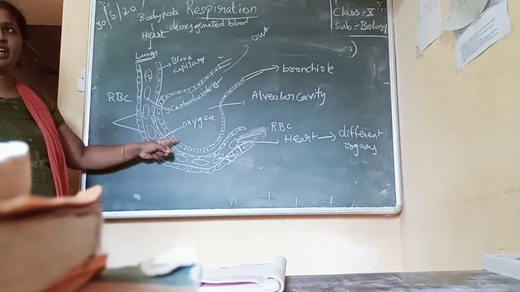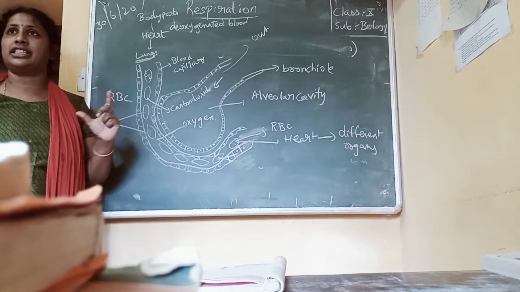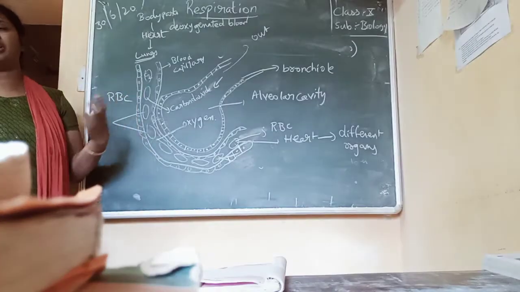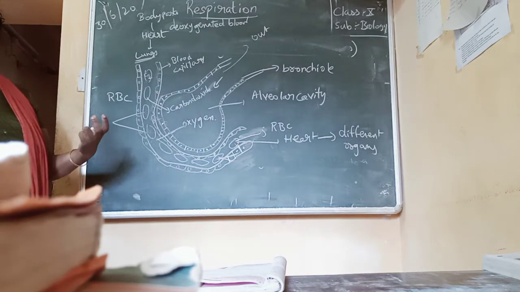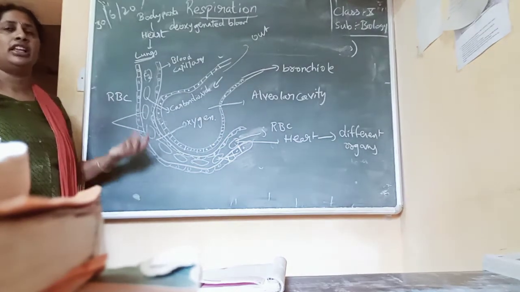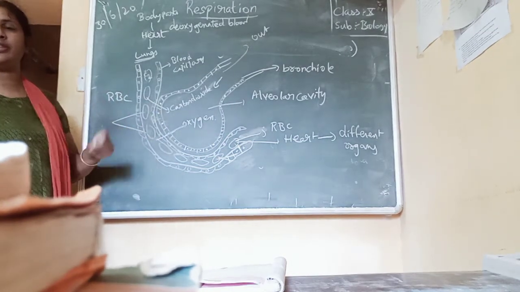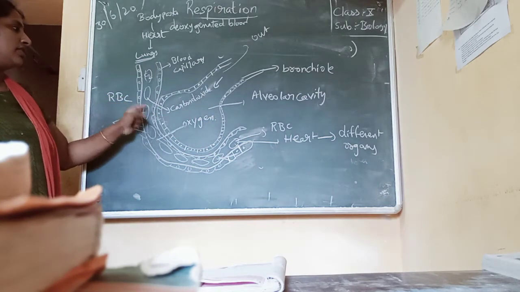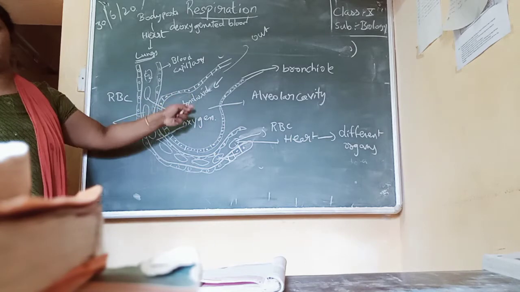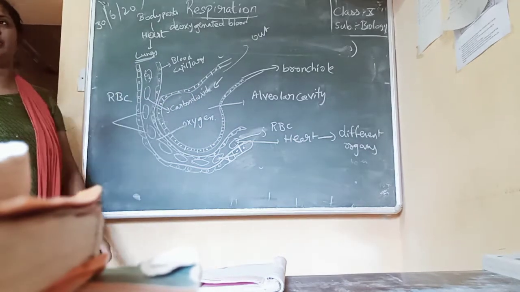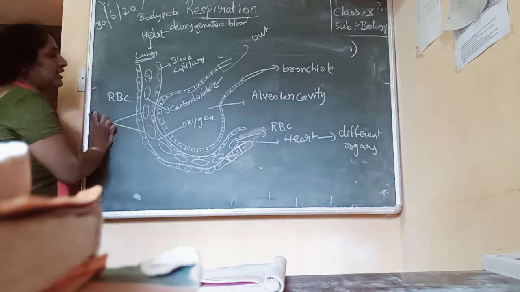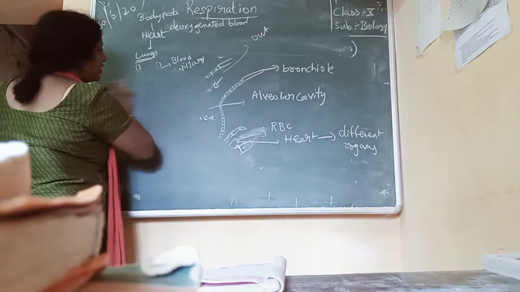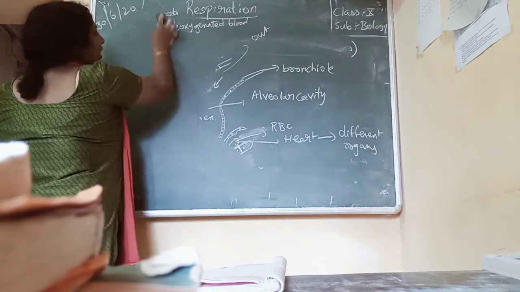So whenever it finds hemoglobin, the attraction capacity for oxygen to combine is much higher compared to carbon dioxide. So whenever oxygen is found, it leaves the carbon dioxide and takes the oxygen. So this carbon dioxide diffuses into alveoli and from there it is sent out. Okay, this is about gases exchange between alveoli and the lungs.